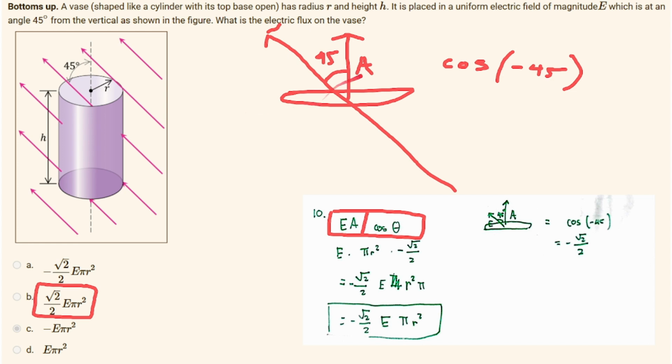it actually is cosine negative 45 because the area is away from the center of the vase. So over here, away from the center of the vase. So that's why it's cosine negative 45 over here. And that's why you get negative square root of 2 over 2 as your final answer.